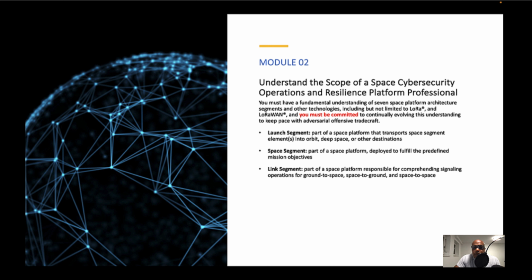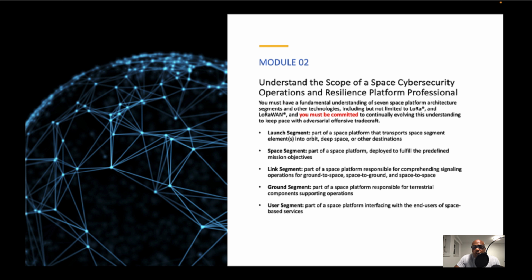The link segment, part of a space platform responsible for comprehending signaling operations for ground to space, space to ground, and space to space communications. The ground segment, part of a space platform responsible for terrestrial components supporting operations. The user segment, part of a space platform interfacing with the end users of space-based services.